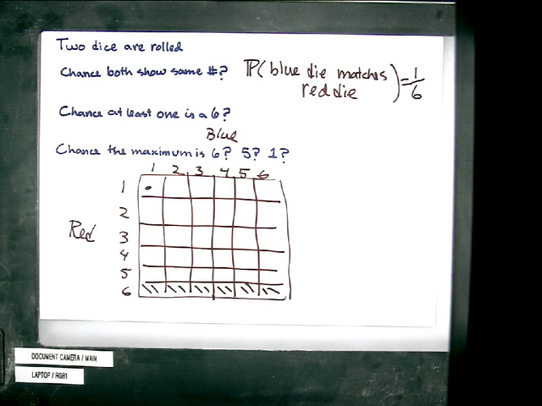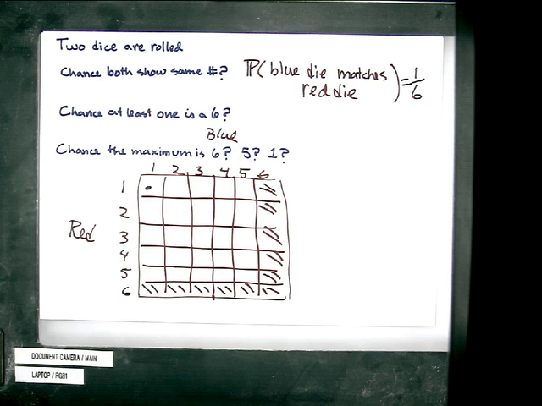How many are there? 1, 2, 3, 4, 5, 6, 7, 8, 9, 10, 11. If we count across the row and up the column, or down the column and across the row, either way, we see that there are 11 possibilities. And so it is 11 out of 36.